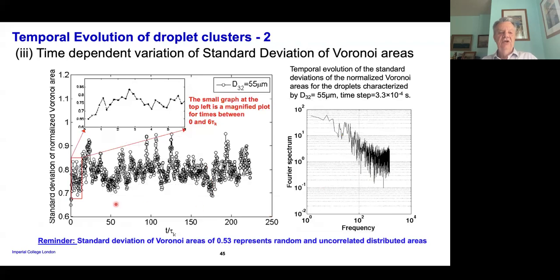So we look at the time-dependent standard deviation of the Voronoi areas as a function of time normalized with the Kolmogorov scale. And you do see eventually that we have a long record, so we can actually calculate the power spectrum of the fluctuations of the Voronoi areas, which is what you see here. And this actually seems to have a similar behavior as some of the characteristics of the turbulent flow.